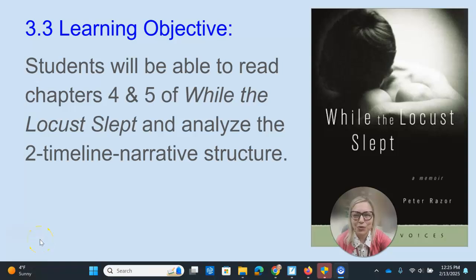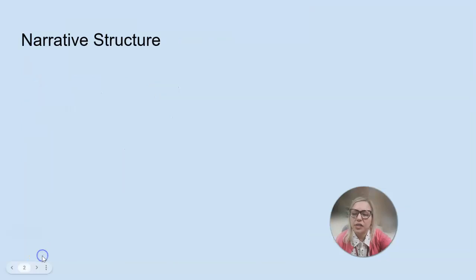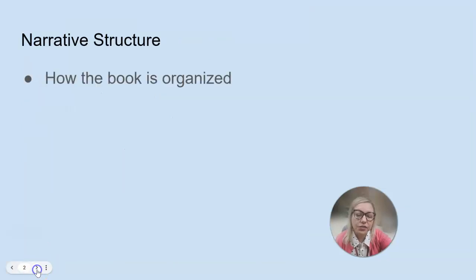Hey guys, this is 3.3, step 1, and the learning objective is students will be able to read chapters 4 and 5 of While the Locust Slept and analyze the two-timeline narrative structure. So let's get started. What is narrative structure, first of all?